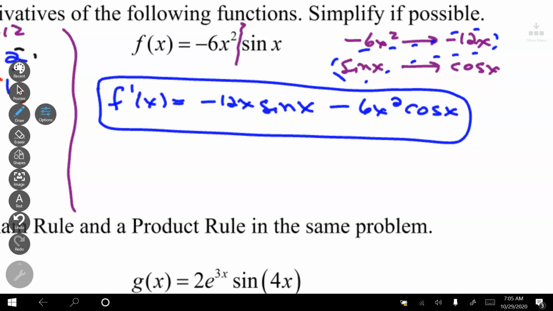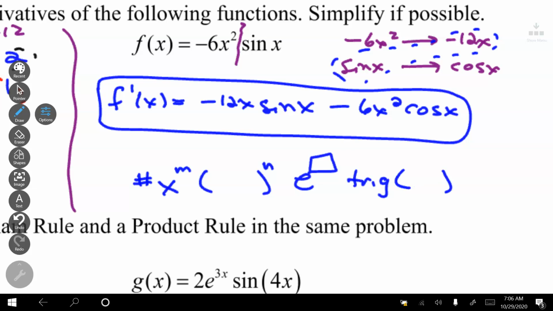Notice, when I write things out, I should do the number up front, x to a power if I have that, maybe stuff in parentheses, so power in x. Then we'll talk about sometimes we have e stuff, then we have trig stuff. Okay? Maybe we have ln stuff too. Maybe once in a while, we'll see.